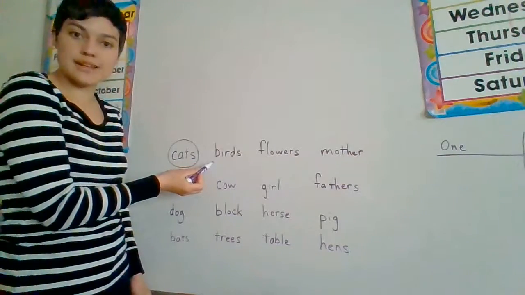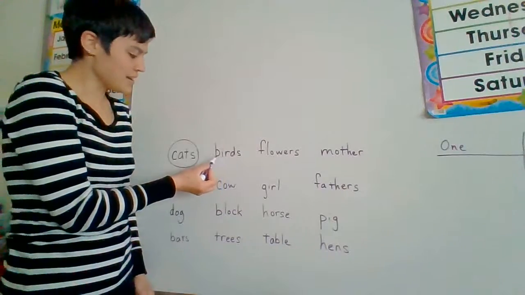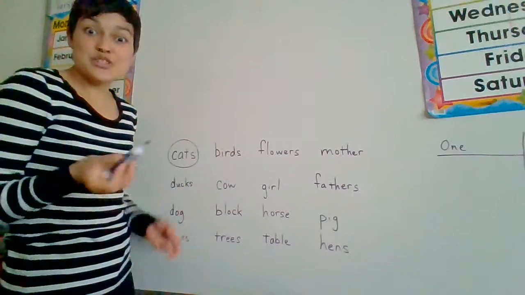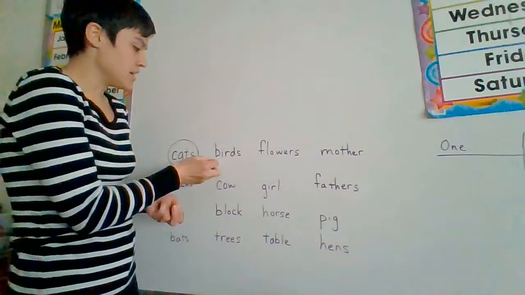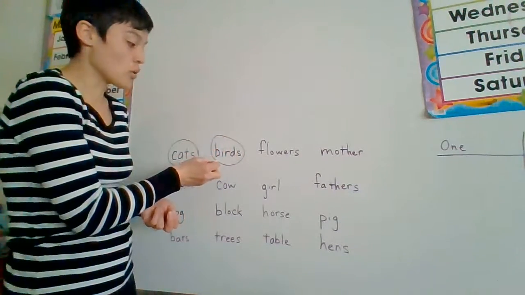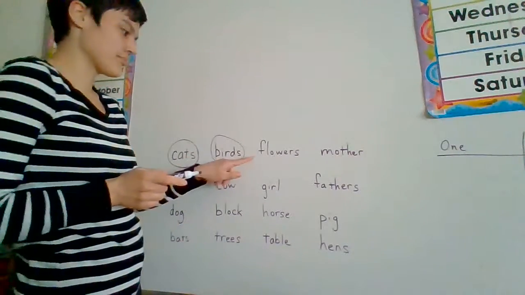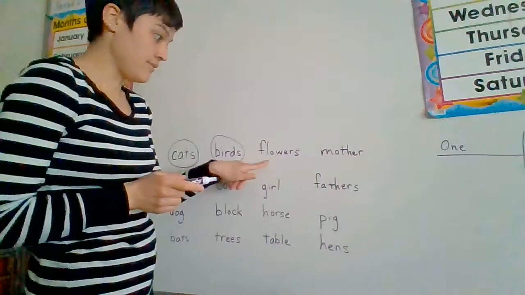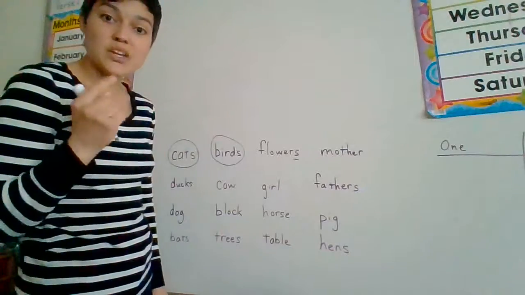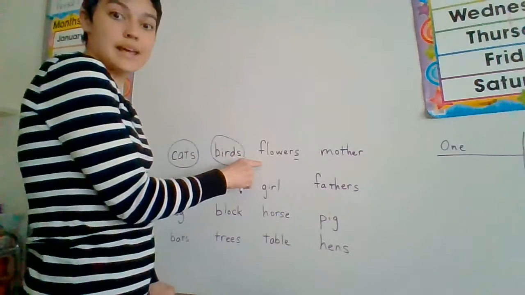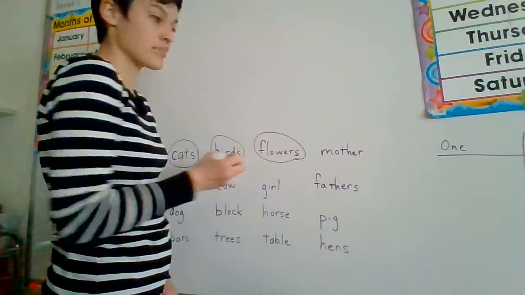Okay, so this word is birds. Now birds is a thing, right? And it has an S at the end, so it must be for more than one. So this noun or this naming word names more than one thing. Here is the word flowers. We have the S at the end, so I know that this noun names more than one flower. So I will circle it.